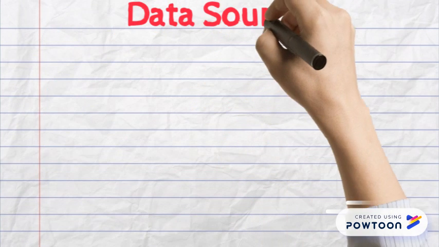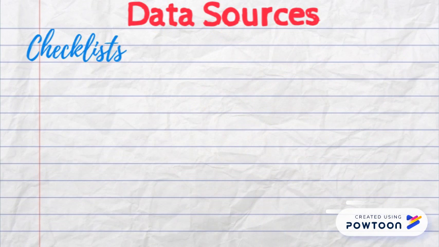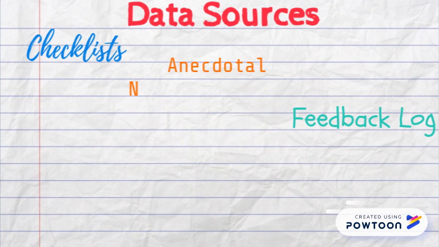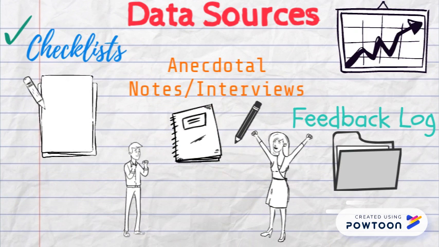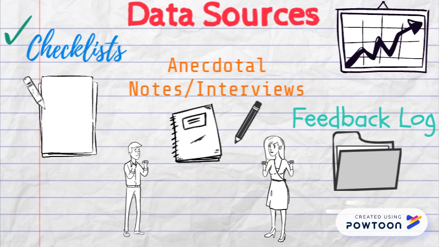Data sources. Checklists are used from co-created success criteria to keep students on track. Feedback log is used whenever you conference with students, whether one-on-one or in groups. And anecdotal notes/interviews are your teacher notes that you create after talking with your students before, during, and after a task is complete.